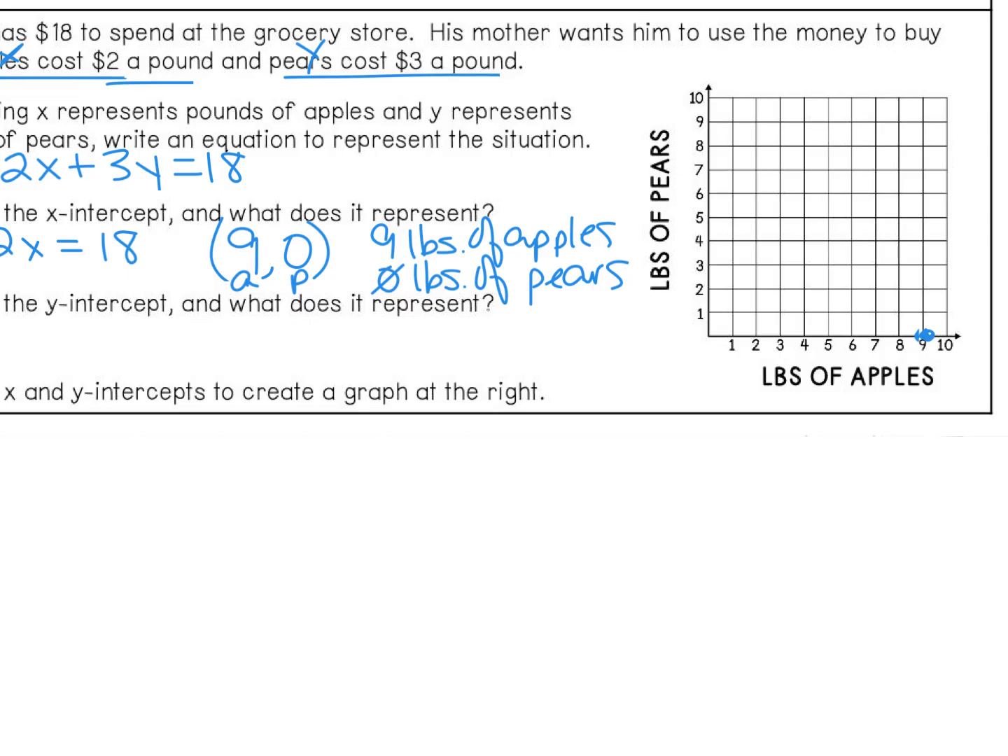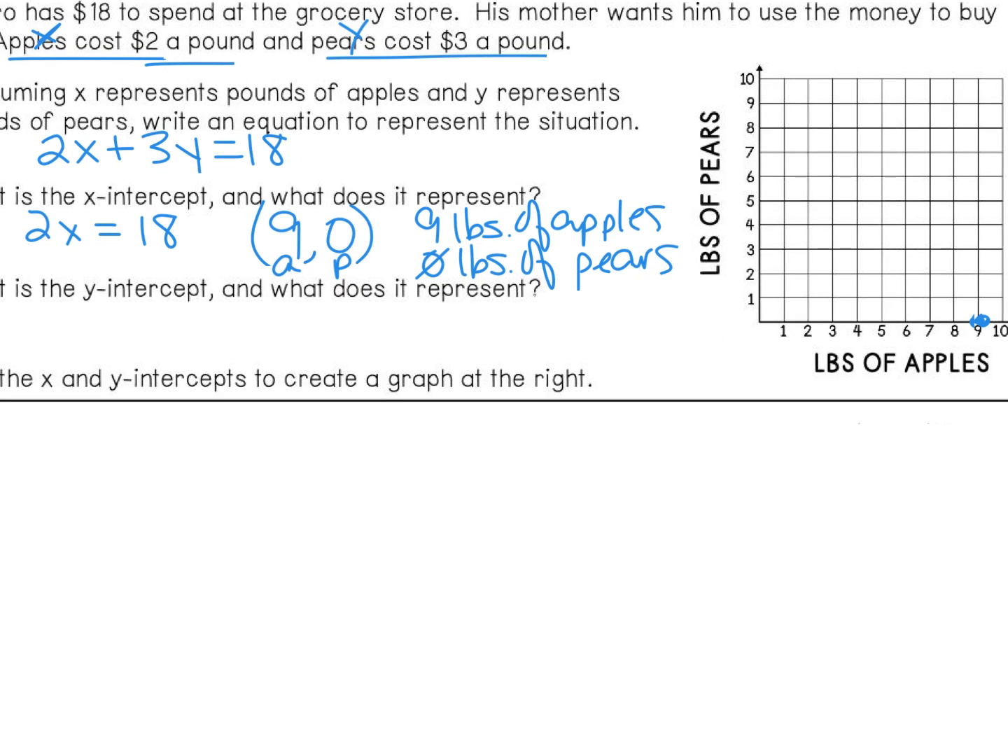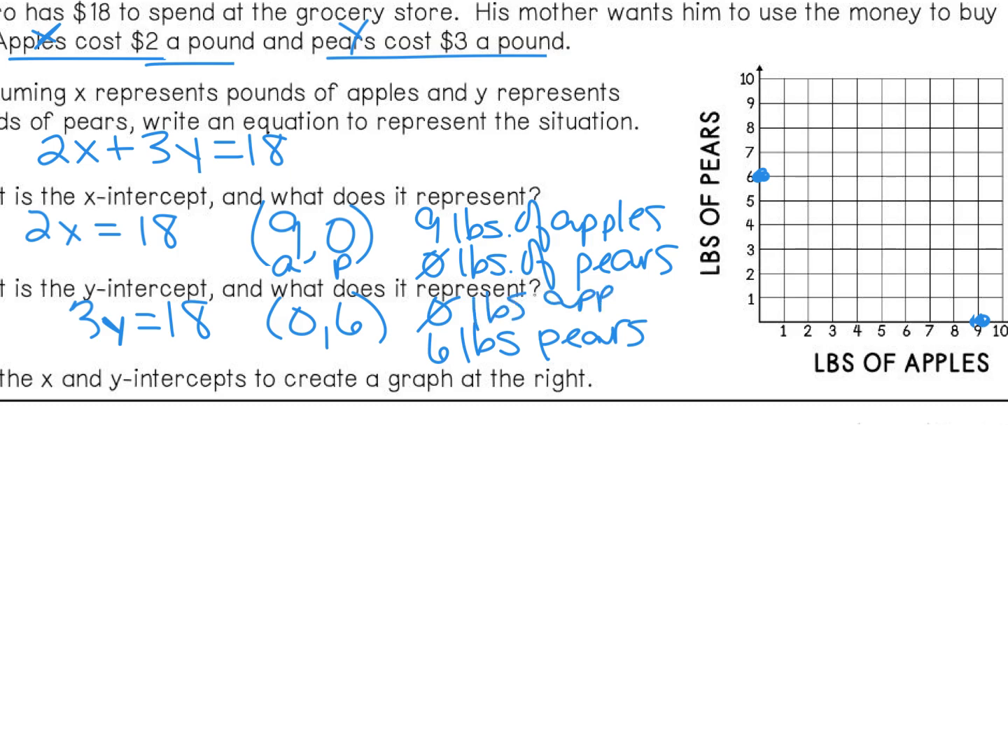What about the y-intercept? What are we going to replace with 0 there? We want to solve for y, right? So we're going to cover up the x. So 3y equals 18. (0, 6). Make sure you write it as a coordinate. So that's way up here. So what does that mean? 6 pounds of pears. How many pounds of apples? 0 pounds of apples. Use those to create our graph. There it is. And boom.